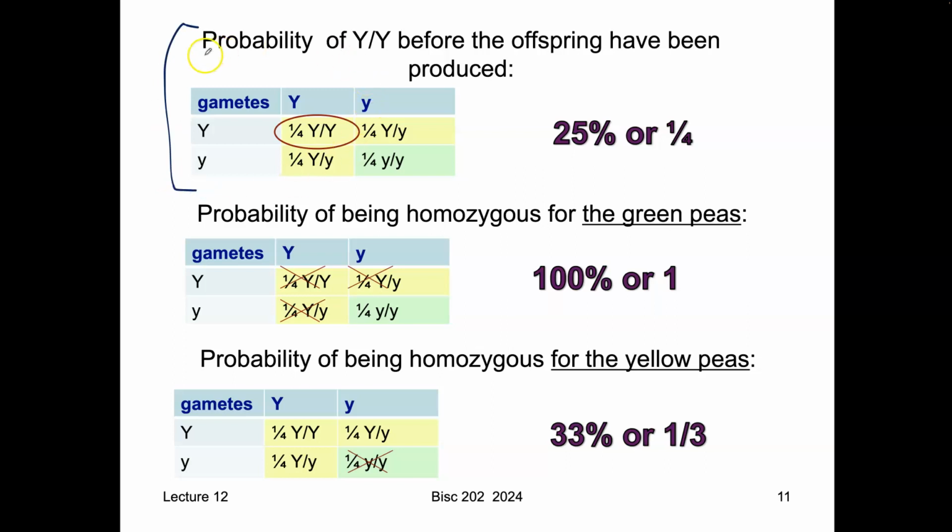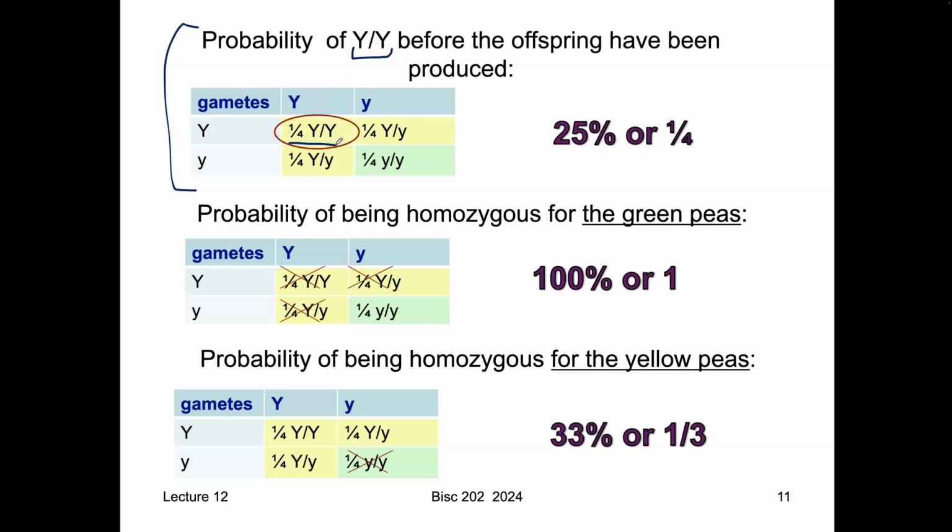So if you're asked, this cross has been made, heterozygous yellow individuals, this is the peas, yellow seeded peas, and heterozygous yellow peas. Those plants have been crossed to each other. What is the probability that we'll see a homozygous yellow allele in the progeny? It'll be 1/4. So it'll be a 25% chance.